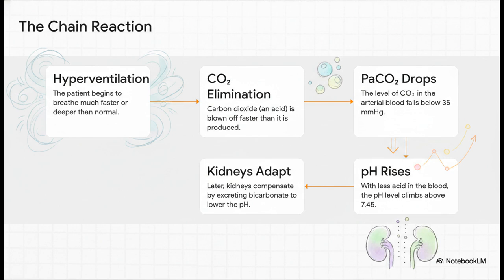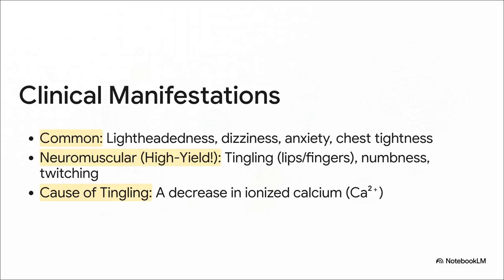Now, eventually, the kidneys will try to help out. They'll step in and start getting rid of bicarbonate to balance things out, but, and this is key, that's a much slower process. The symptoms you see are a direct result of this internal chaos. Sure, lightheadedness and dizziness are common, but the real telltale signs, the ones that get tested all the time, are the neuromuscular ones. That tingling, the numbness, the muscle twitching, those are your big diagnostic clues.